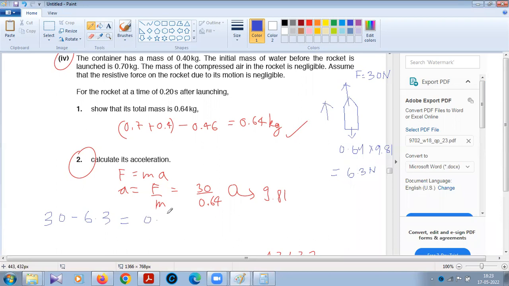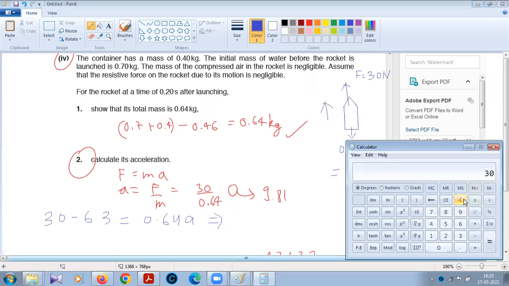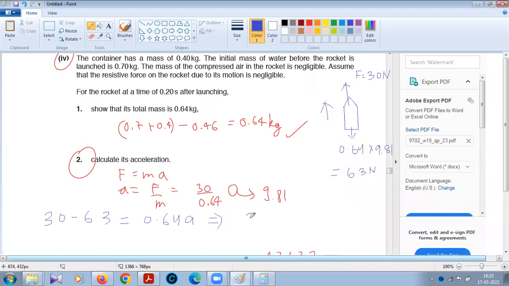Mass is 0.64, multiplied by the acceleration. So let's do it. 30 minus 6.3, that is 23.7 newtons, and you divide that force by 0.64. You will get 37. It's an acceleration. So now you will get the acceleration as 37 meters per second square.